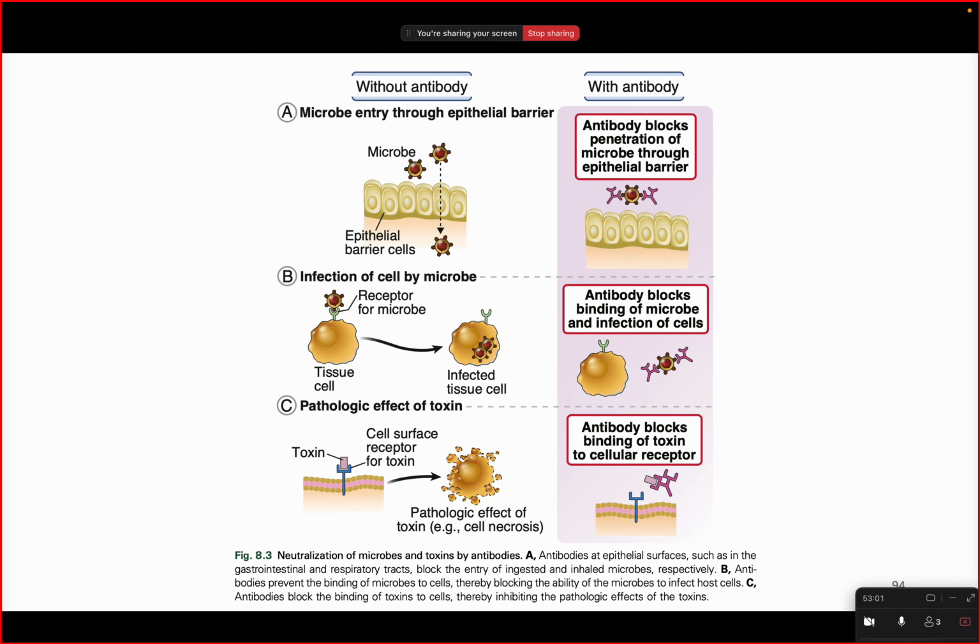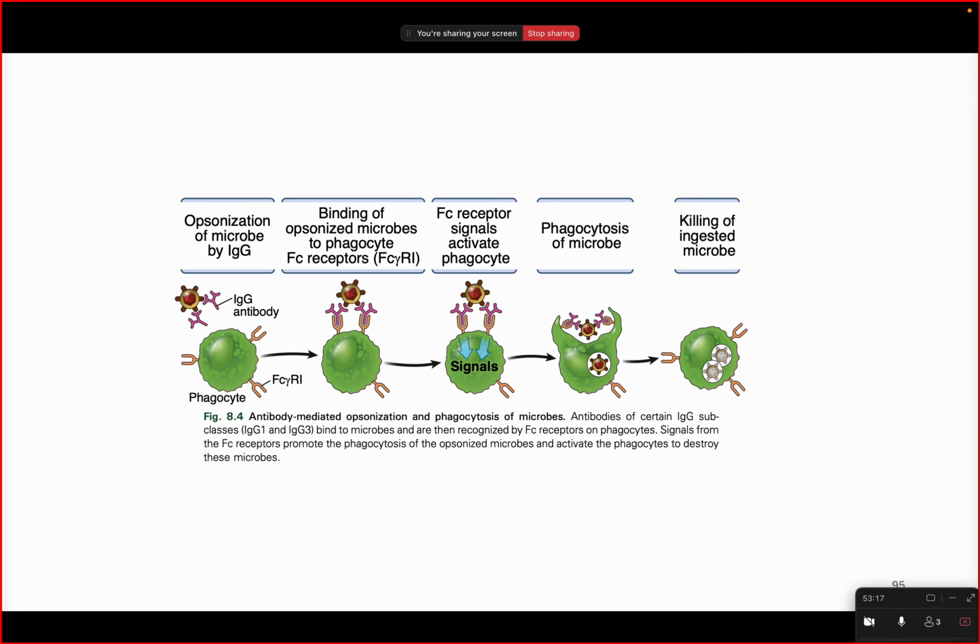And these were the differences and categories between what sort of infection and what sort of location or spatial distribution of the microbe require for its clearance. Then we looked at the antibody mediated opsonization.